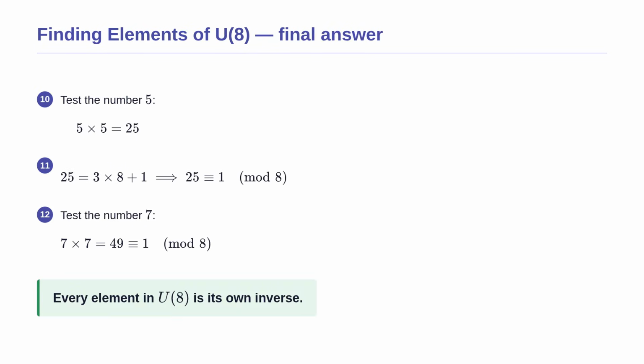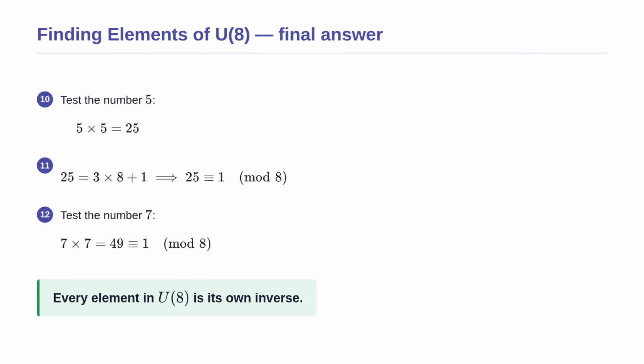Continuing with our set, let us perform the exact same test for the number 5. Multiplying 5 by itself gives us 25 in standard arithmetic. We divide 25 by 8, which fits 3 whole times to make 24, leaving a remainder of 1. So 5 is also its own inverse.